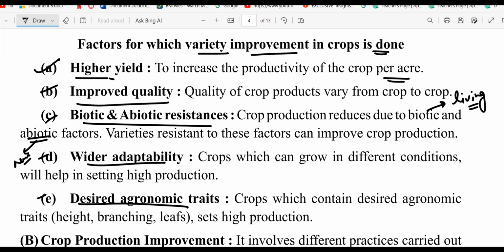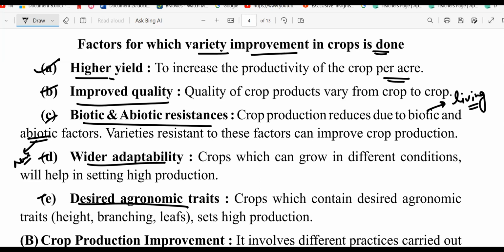The next one is desired agronomic traits. The crop should contain desired agronomic traits like height. For example, if we are going to have a fodder crop, fodder is what is used for animals to eat. You understood fodder crop? They should not be of very much height. They must bear a large number of leaves, they can be easily cut, they can be of the same height, and they must bear a large number of branches.